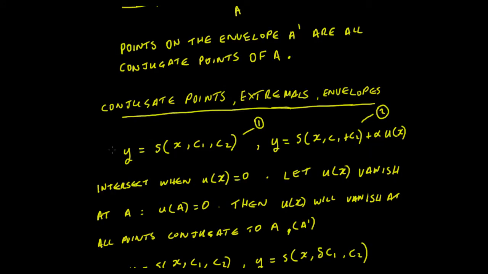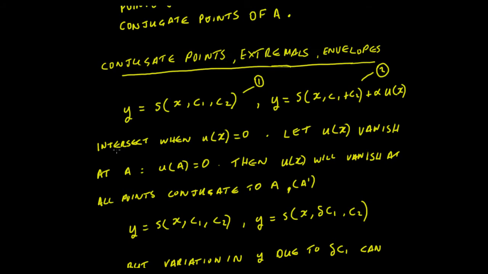Now let's have a look, in a bit more detail mathematically, at how this is held together, and the ideas of how conjugate points are related to extremals and to envelopes. If we had one solution of the Euler-Lagrange equation, the solution we've seen before is of the form S of x, C1, C2, where x is your independent variable, and C1 and C2 are your parameters. All solutions to the Euler-Lagrange equation are of this general form, so we call that equation 1.